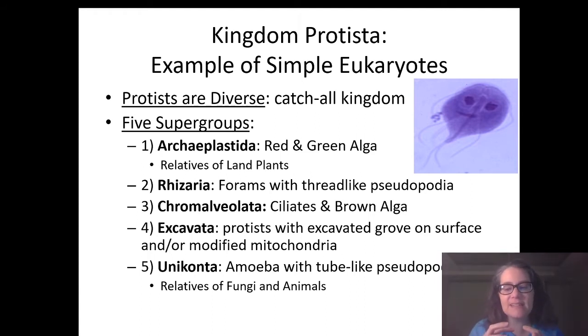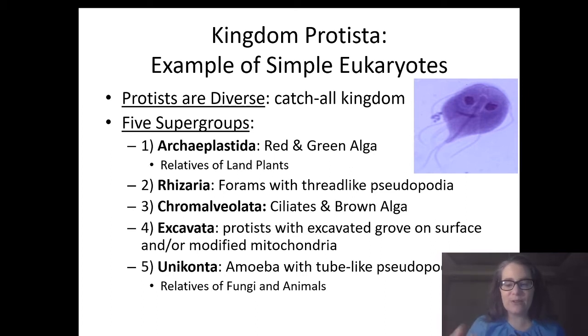It's catch-all because it's not really a true evolutionary group. There are certain groups that are more related to plants, fungi, and animals, and then some that are more related to themselves, right? And so we have these 5 supergroups. I don't want you to know much about this group other than Archaeplastida holds the relatives to some of our algae, red and green algae. We also have some algae and ciliates down in Chromalveolata. And then we have fungi and animals. Our relatives are with the Unikonta, so that particular supergroup.